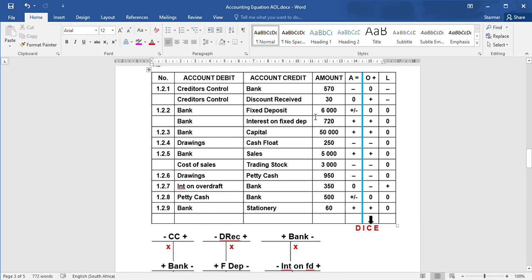Alright, and then in terms of AOL, bank is an asset going up, and fixed deposit is an asset going down. Nothing happens to owners or liabilities. Can you see, if you add 6,000 and minus 6,000, you get 0, which is what you've got on this side as well. And then bank is an asset going up, so you put a plus under A. Interest on fixed deposit is income. Income increases the worth of the business, so you put a plus under O.